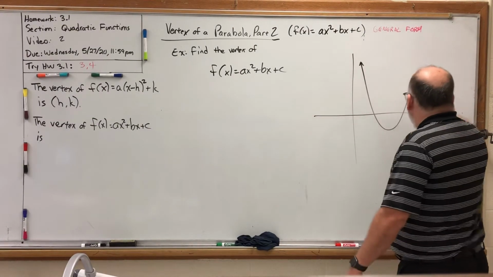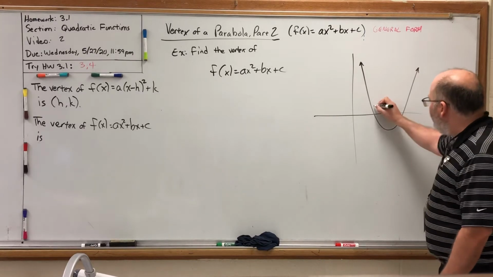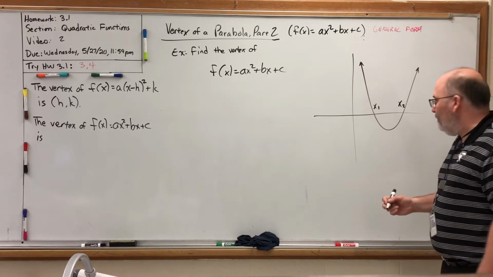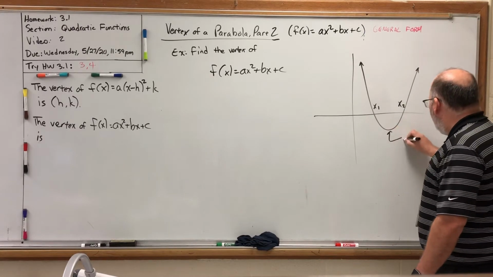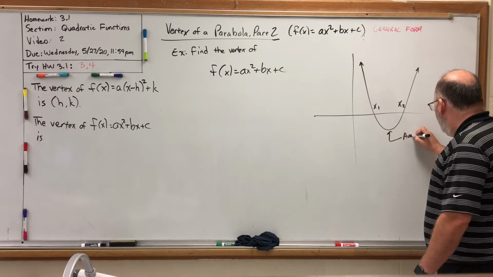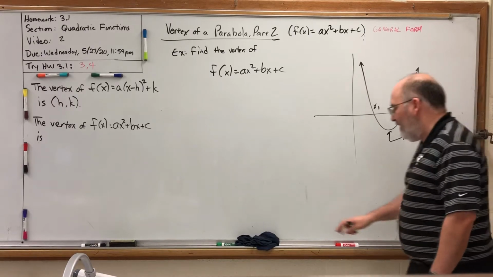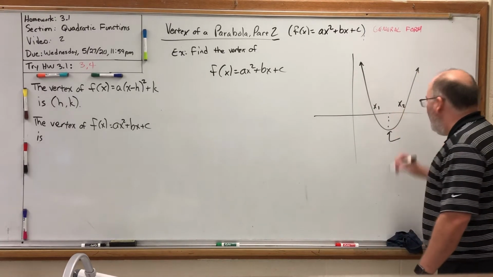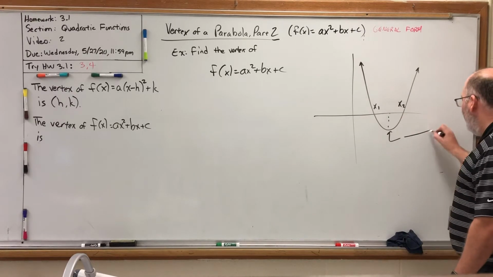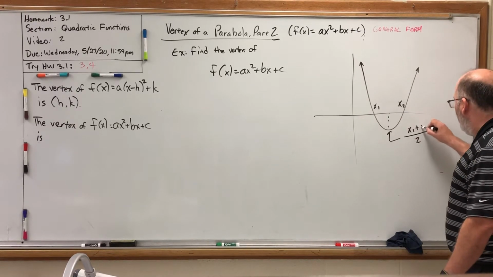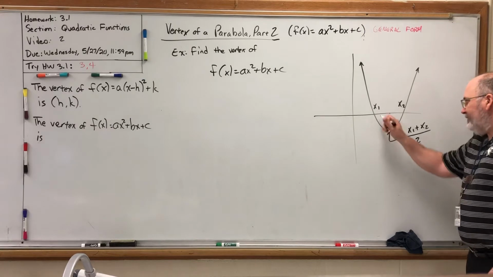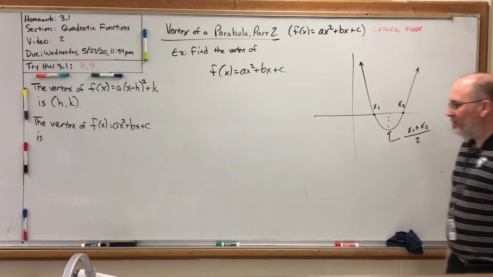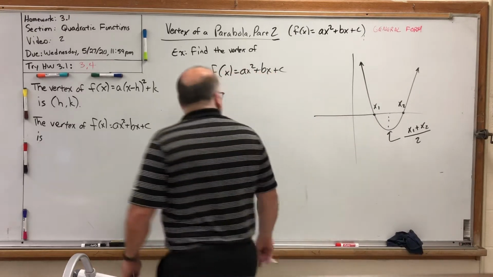So we have a generic parabola. We'll call these x-intercepts x1 and x2. We don't know what they are yet, but we'll find them. And the average, well, let's just write how to average. How do you average 2 numbers? You add them and divide by 2. So I know what I want to do. I want to take whatever these are and average them, and that'll give me the x. But how do I figure out what those are?